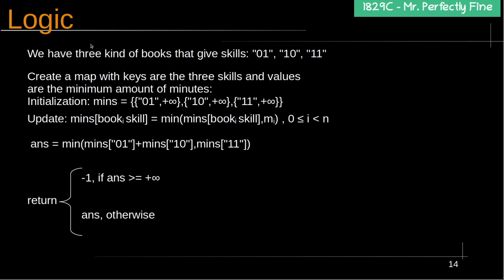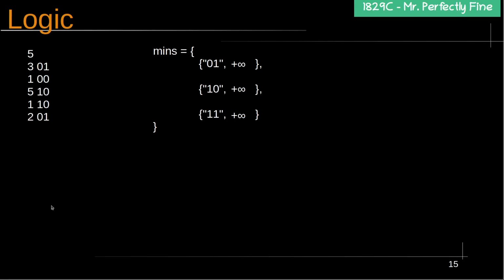And the answer will be the minimum between the sum of the minimum of 0 1 plus 1 0, and the minimum of 1 1. We return -1 if the answer is greater than or equal to plus infinity, so we have no change here, or return that answer otherwise. Let's take an example.